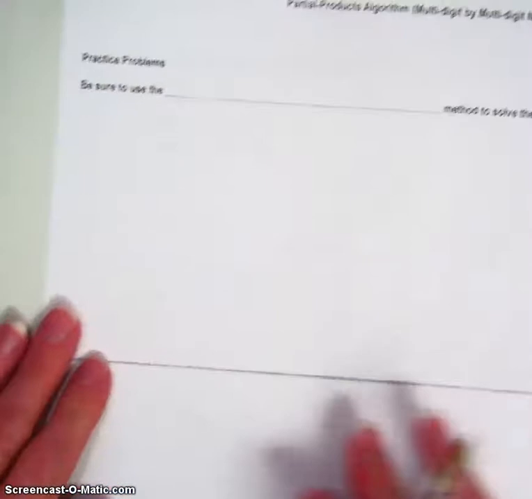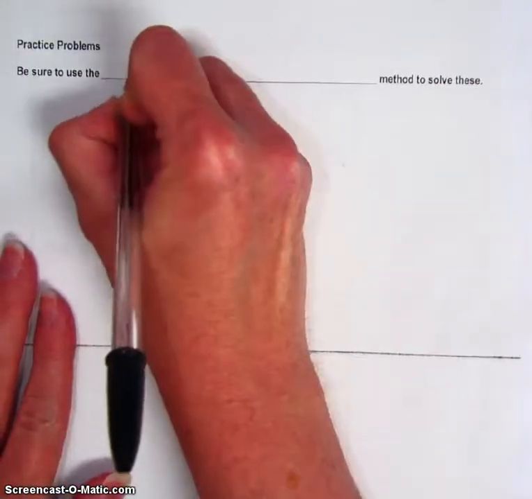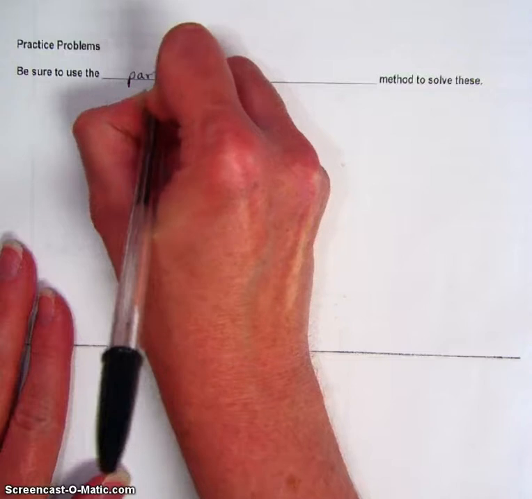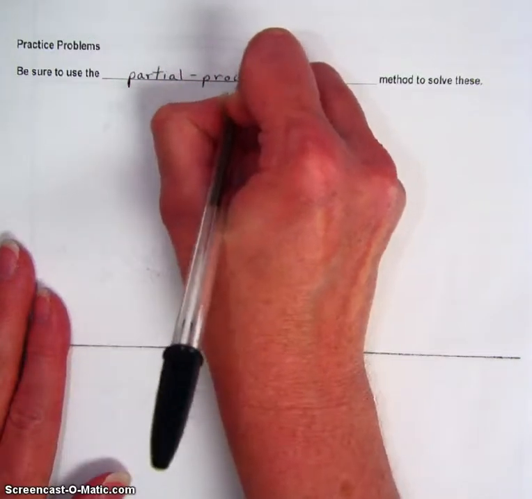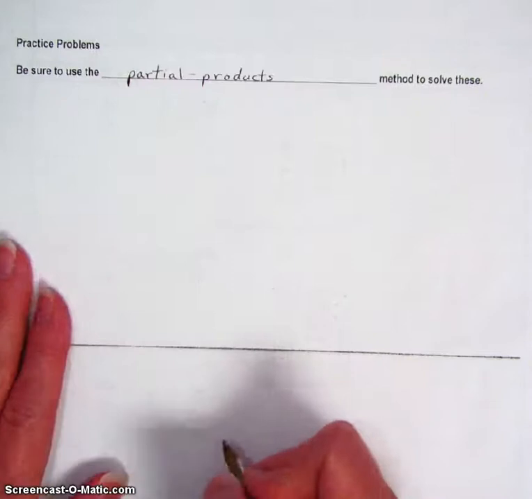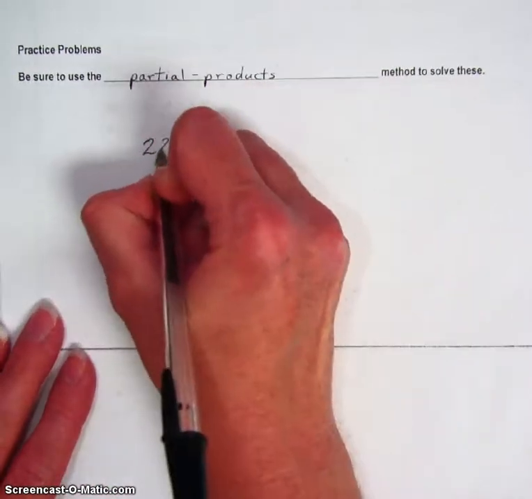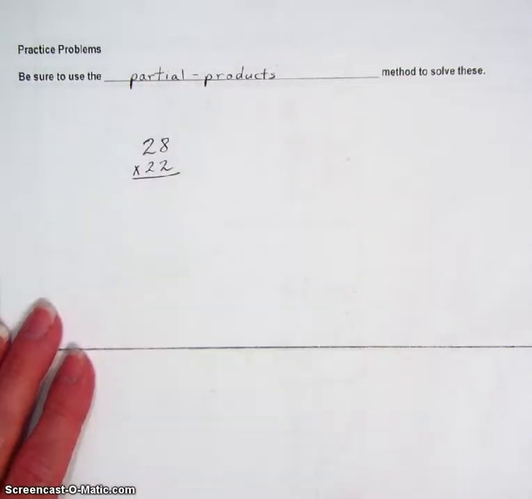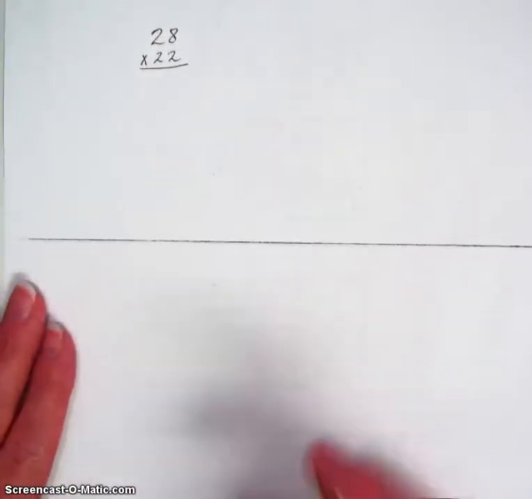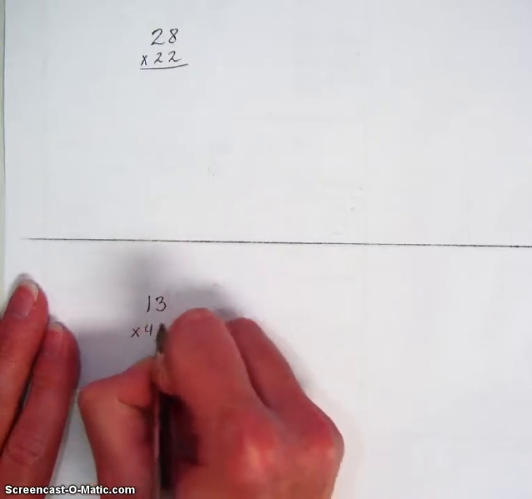On the back of this page, you will find a spot for 2 practice problems. Be sure to use the partial products method while you are working on these problems. Your first problem is 28 times 22. And down below the line, your next problem is 13 times 46.